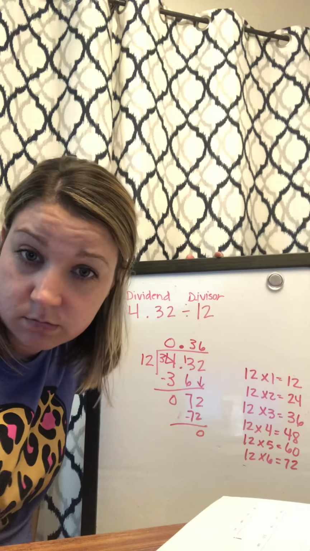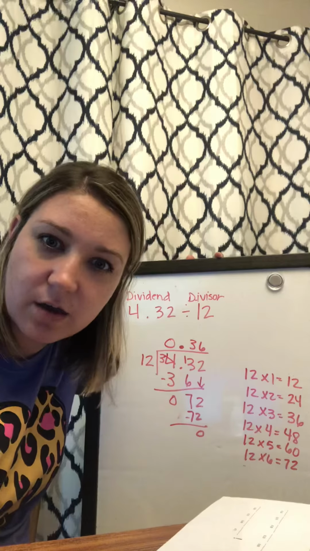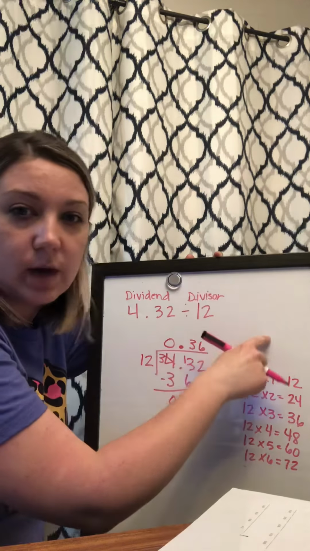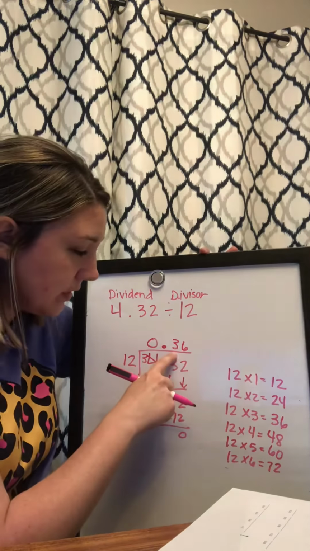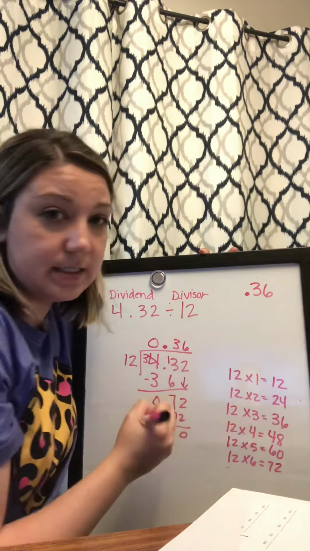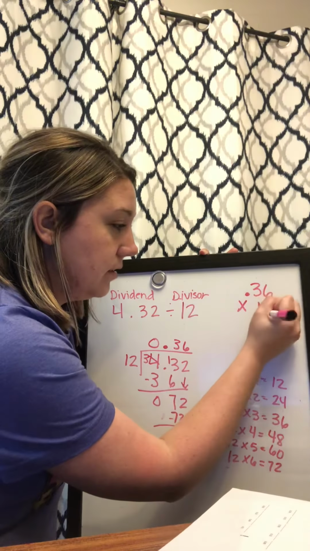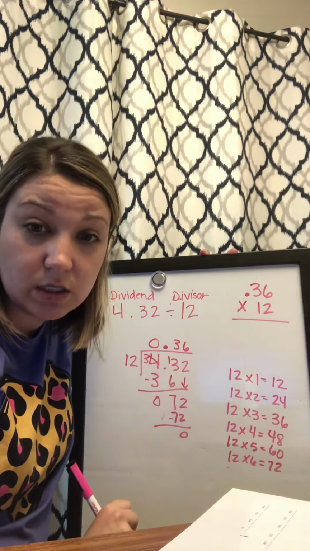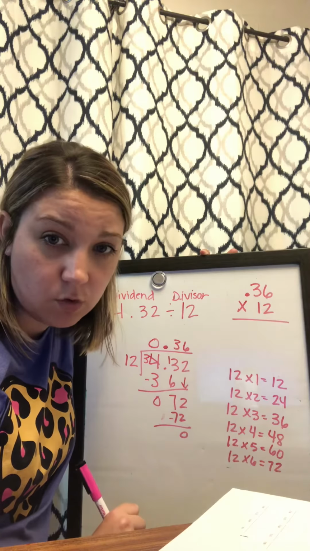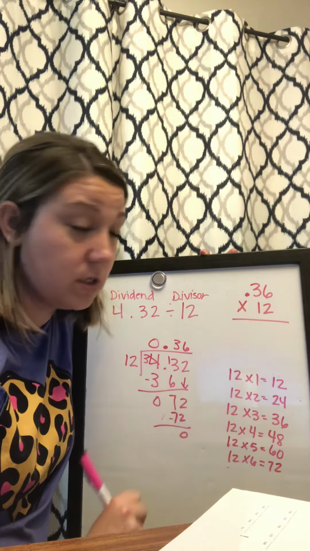So am I done? I really hope you said no, because we always have to check, okay? So we're going to do the reverse operation to check, and I'm just going to do that right up here. Okay, so I'm going to take my answer, 36/100, and I'm going to multiply it by my divisor. This is a 2-digit by 2-digit. We're also multiplying a decimal. Do we worry about our decimal while we're multiplying? No, we don't. We leave the decimal alone. Just ignore it until we're done.